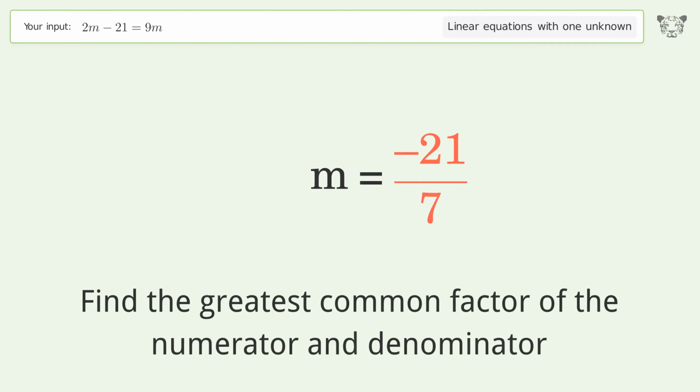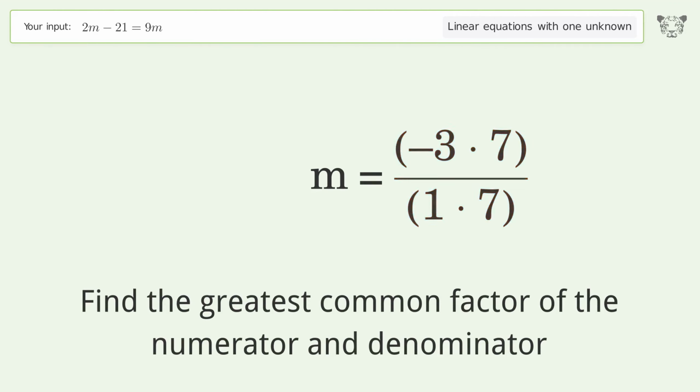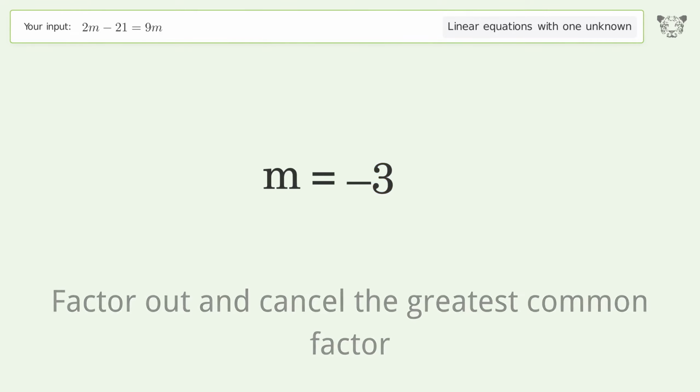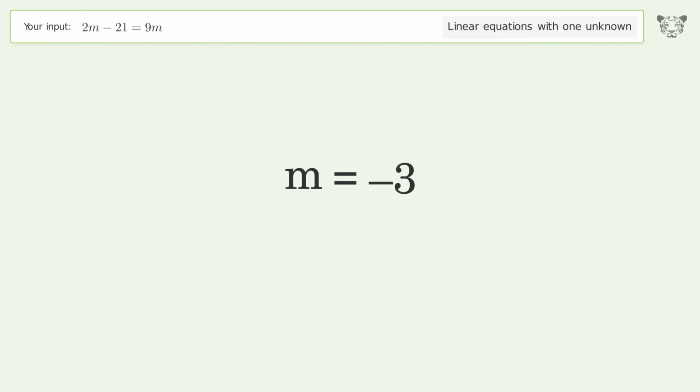Find the greatest common factor of the numerator and denominator. Factor out and cancel the greatest common factor. And so the final result is m equals -3.